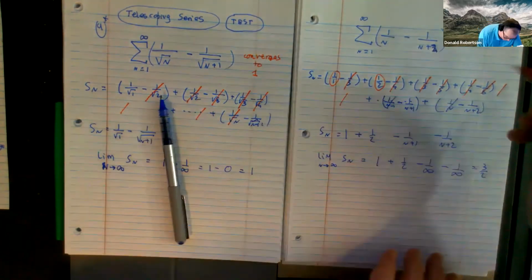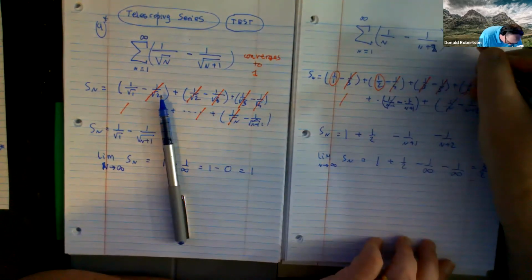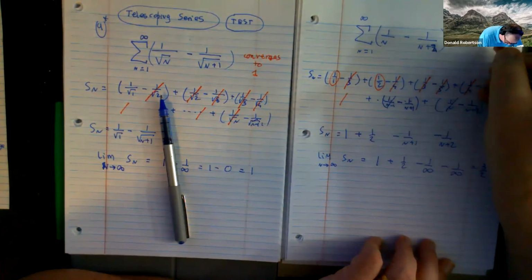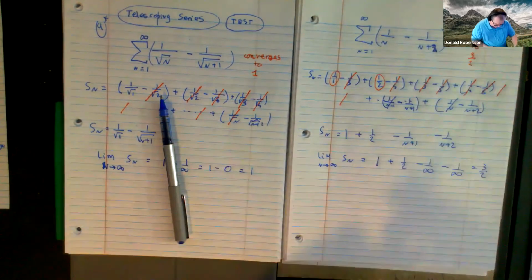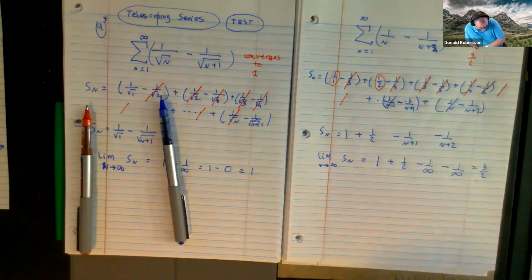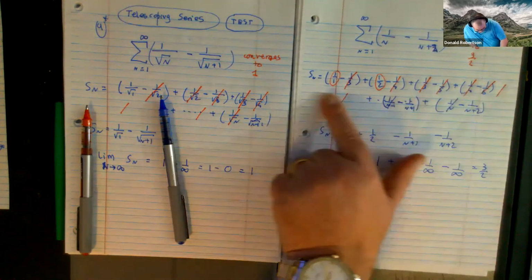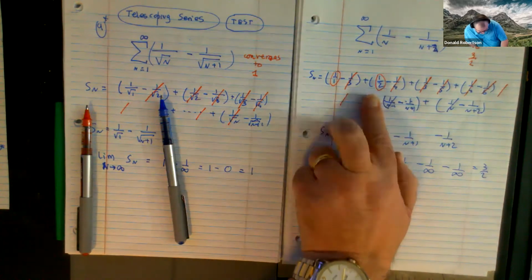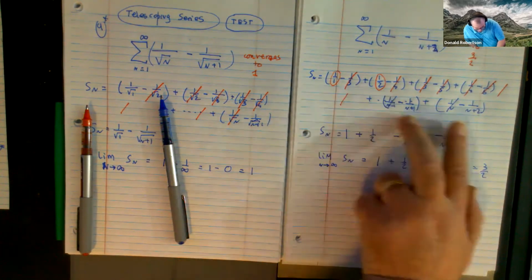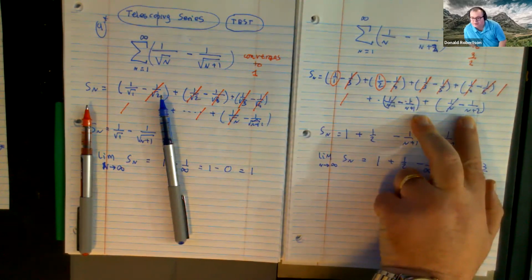So we now know that this one converges to 3 halves. So let me say that one last time. When you're doing one of these and you write them all down, if 2 terms at the beginning, the first terms, survive, then 2 terms at the end will survive.